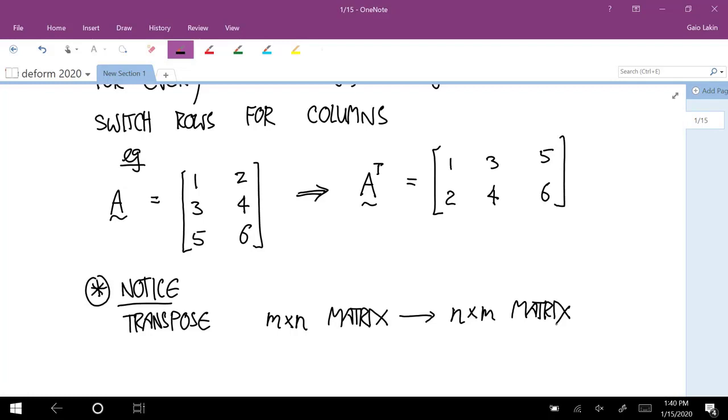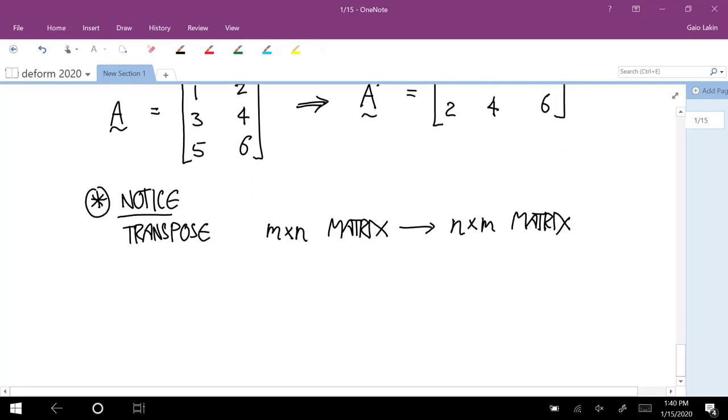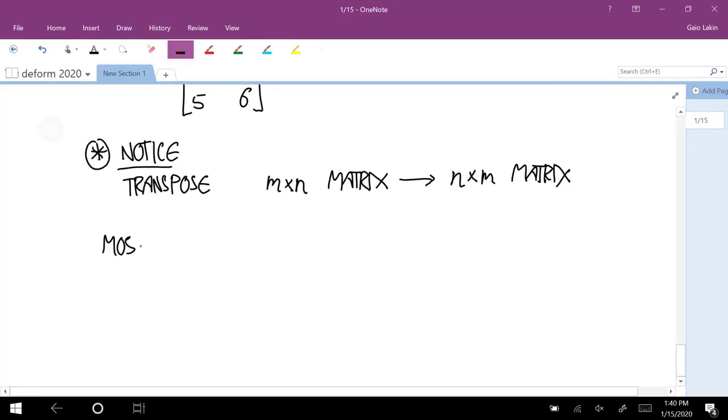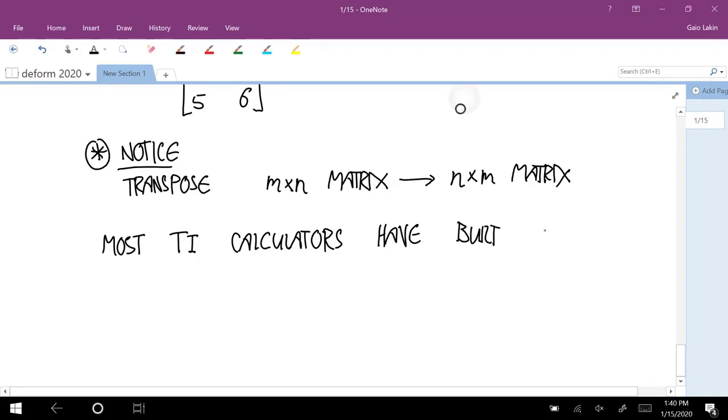Most TI calculators have a built-in transpose function, so you don't have to program this or anything. But it's easy to program because the way you program it is basically this formula. So come talk to me if you have a calculator where you can't find this function when you look in the catalog of functions. It looks like a little t.